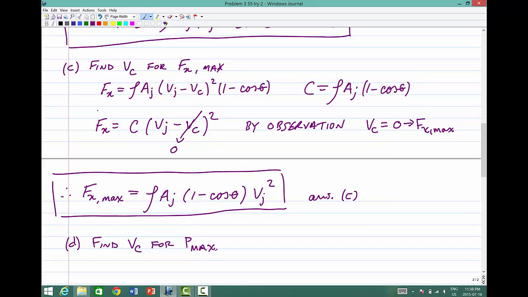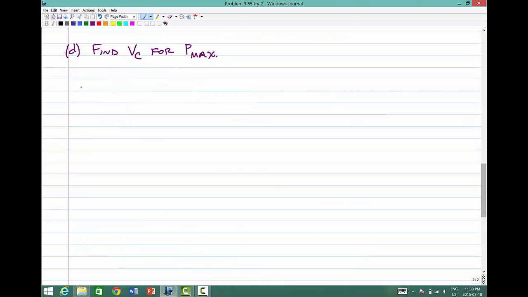Now let me scroll and I'll just write down the power expression again. Now we had that power is equal to rho times the area of the jet, V jet minus the V of the cart, squared, times the V of the cart, and then that times 1 minus cos theta.